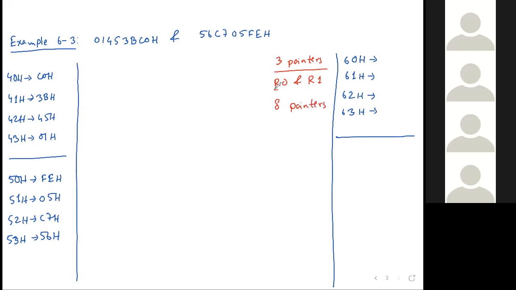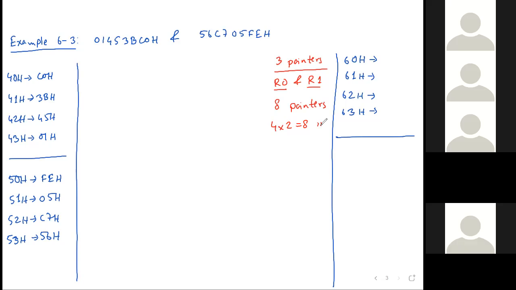How? We know that only R0 and R1 can be used as pointers, and we know that there are 4 register banks. In each register bank, there is one R0 and one R1. That means in each register bank, we have got 2 pointers, which makes a total of 4 into 2, 8 pointers. So is it clear that we have a total of 8 pointers? Yes, sir. Any question? Sir, I didn't understand the 8 pointers factor.